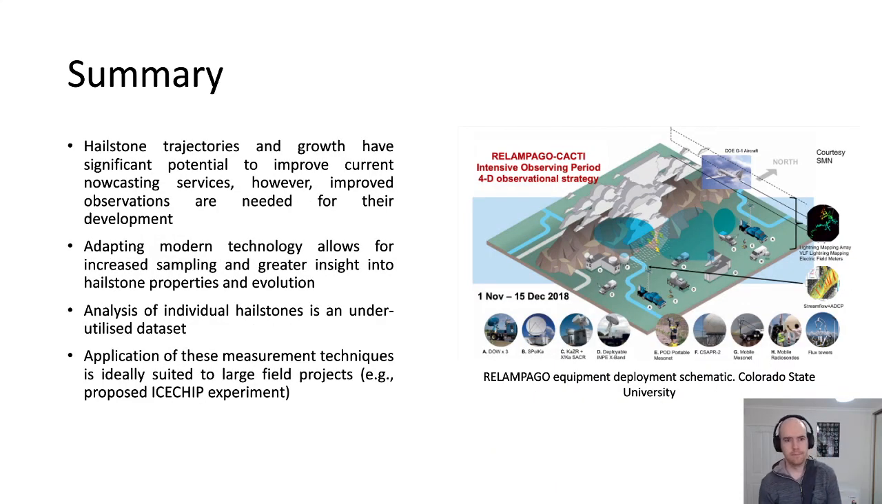In summary, we've gone through a lot today, but a couple of takeaway messages. Hailstone trajectories and growth have significant potential for improving current nowcasting services. However, observations are needed for their development. One approach that I've demonstrated is adapting modern technology that allows for increased sampling and greater insight into hailstone properties and evolution. I also want to highlight that individual hailstones are an underutilized dataset we should be looking into more. Application of these measurement techniques is ideally suited to large intensive field projects such as the proposed ice chip experiment.